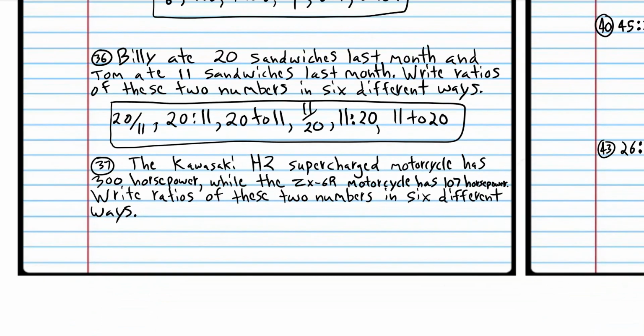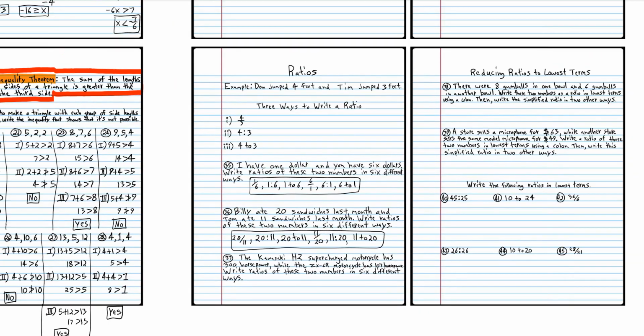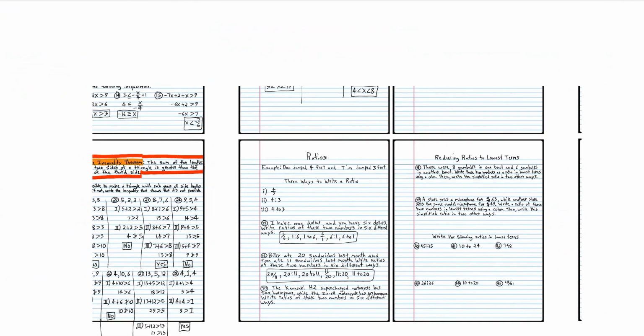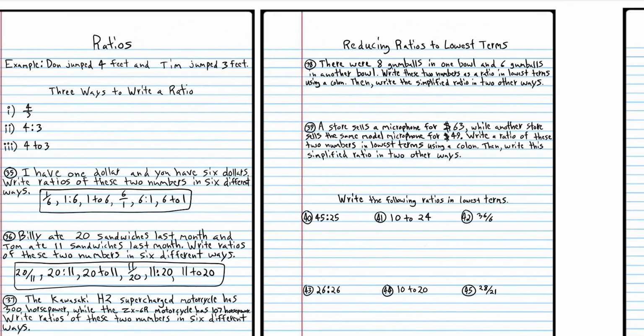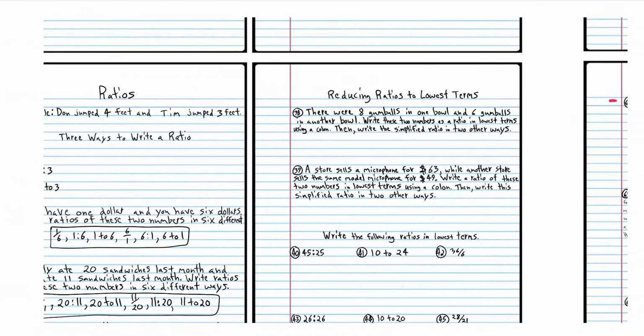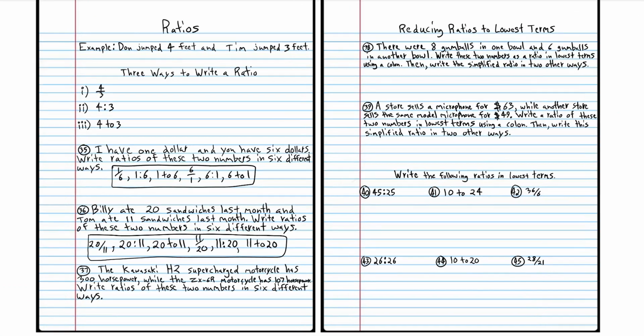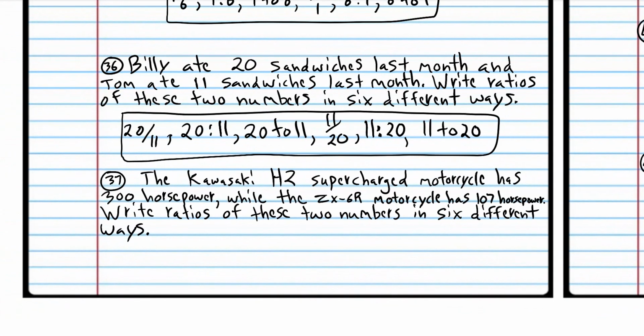All right, on to number 37. You know what? I think we can skip number 37. I think you got the point on that one. Well, actually, let's just go ahead and do it. The Kawasaki H2 supercharged motorcycle has 300 horsepower, while the ZX6R motorcycle has 107 horsepower. Write ratios of these two numbers in 6 different ways. Go ahead and try number 37, and when you come back, we'll do it together.